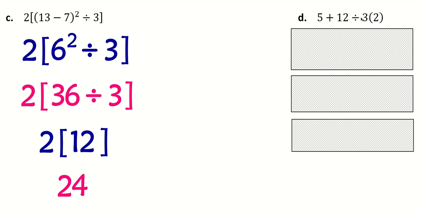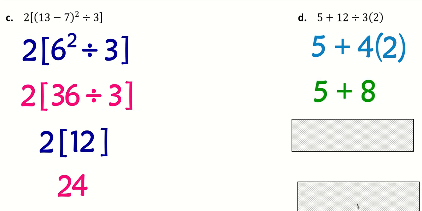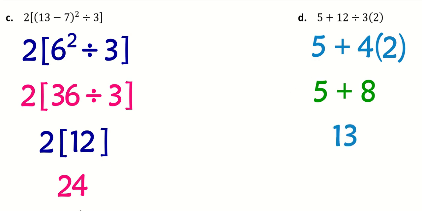Well, we have multiplying and dividing, but we have to do whatever's first from left to right. I know that 3 times 2 looks like it's begging to be done, but it's the division that needs to be done first. So 12 divided by 3 is 4. Now we can multiply because that comes next from left to right. Then we can add. Adding comes last. Adding and subtracting from left to right comes last. So that is 13. Okay?